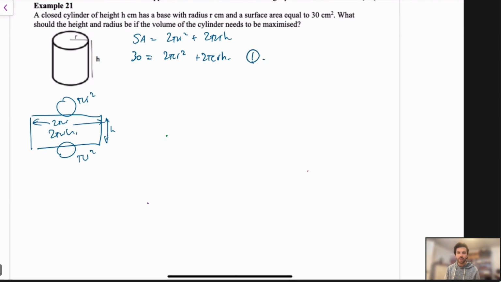Now we're trying to maximize the volume here. So let's find the volume of this, pi r squared h. And that's equation 2. And we can see here that we need to get rid of that h. So let's see if we can swap it out. Rearranging equation 1, 30 minus 2 pi r squared is equal to 2 pi rh. Let's just swap sides because we normally like having h on the left.